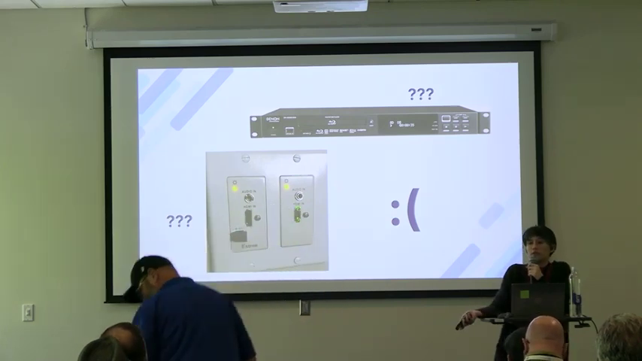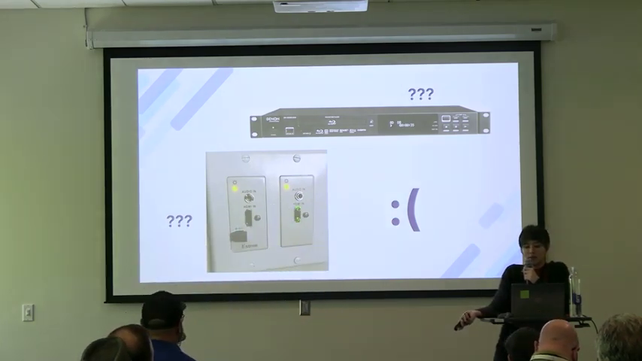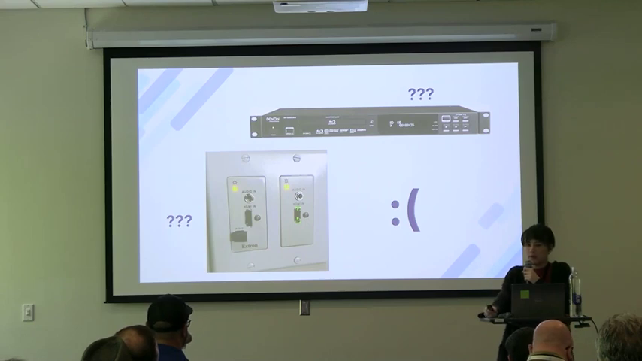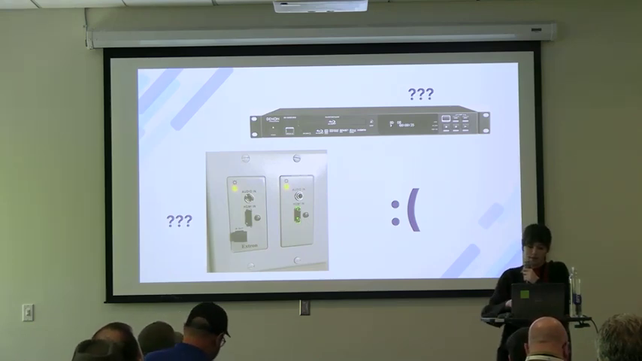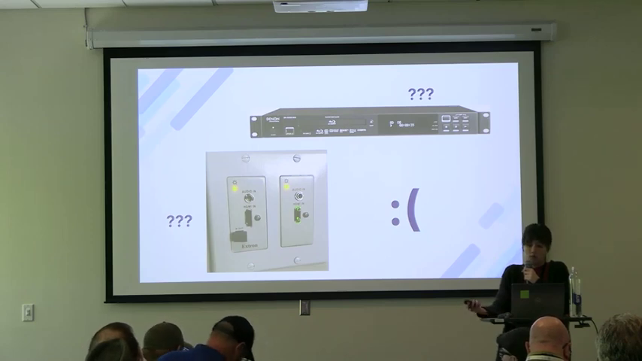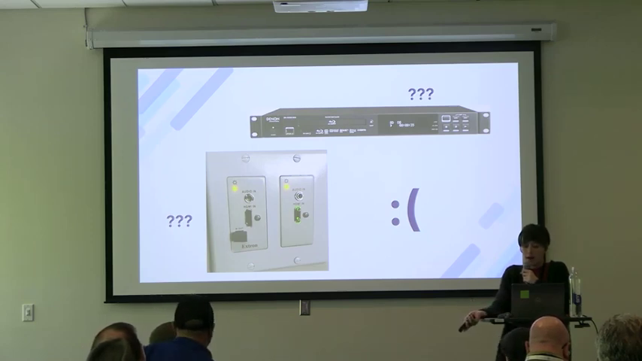Which raises the question, could we just remove wall plates altogether? Like we saw before, we have a USB-C and HDMI input at the rack, so do they need the wall plate? How can we find this out? How often are they used? Who are they used by?